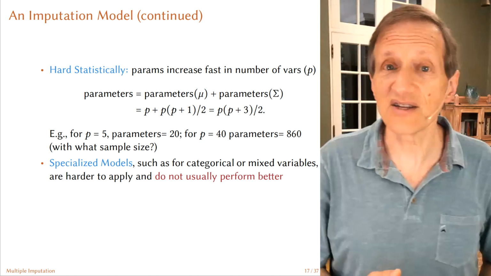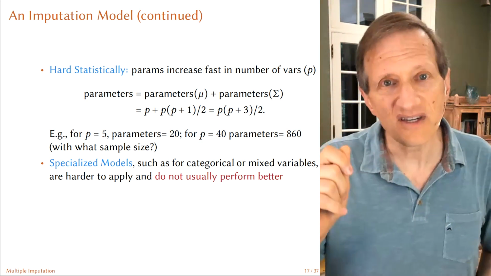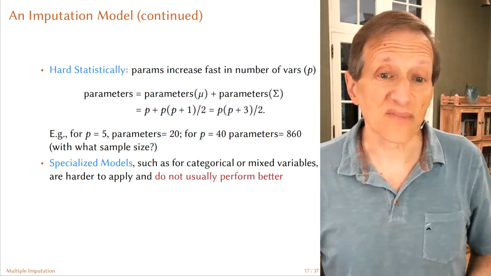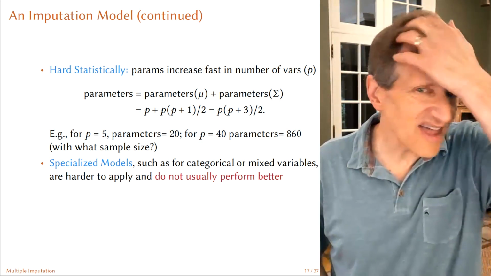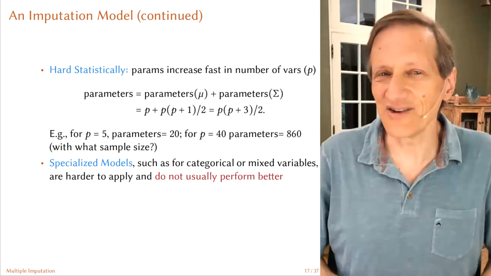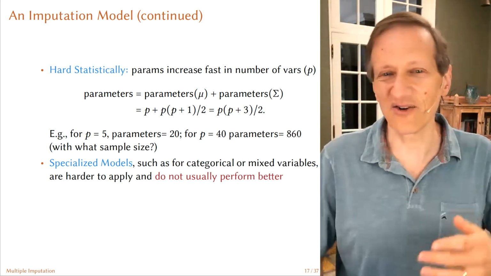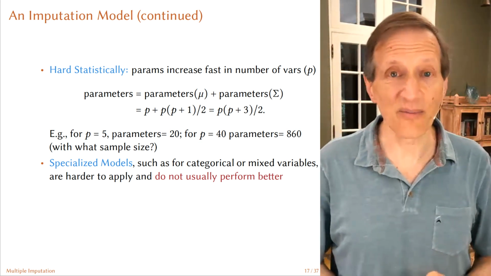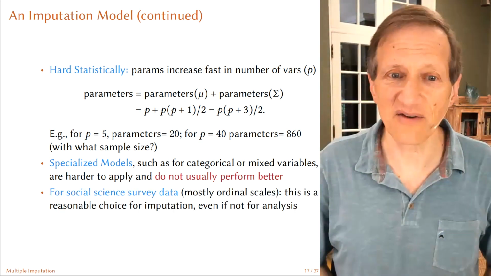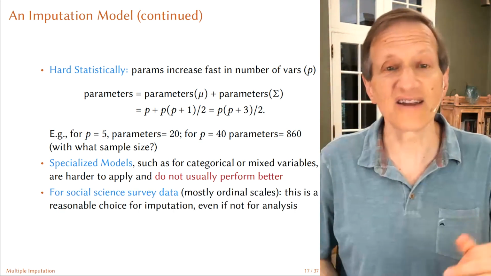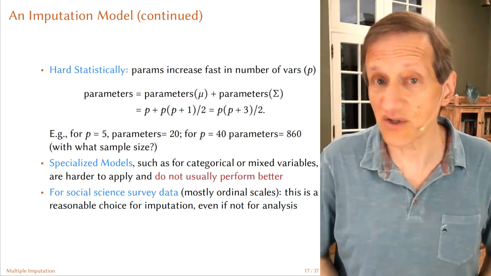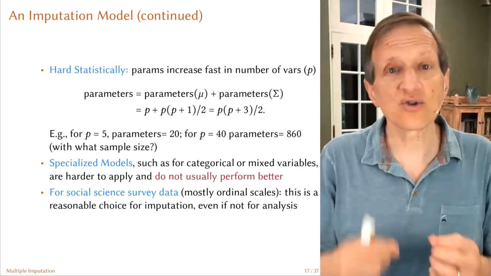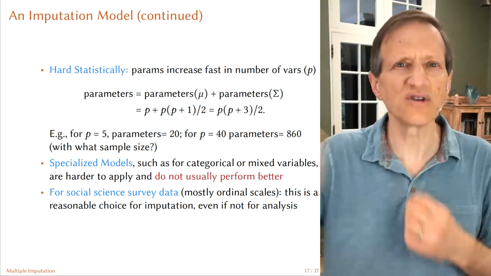There are more specialized models to impute for discrete variables and limited variables, and they occasionally perform better, but not usually. So usually it's reasonable to follow this general purpose linear normal model, even if you wouldn't do this for analysis. For most social science survey data, which are ordinal scales, 5 or 7 points, or feeling thermometers or things like that, it's a reasonable choice for imputation, even though you wouldn't use it for analysis.